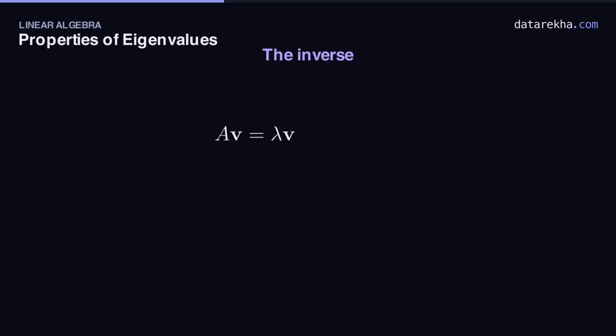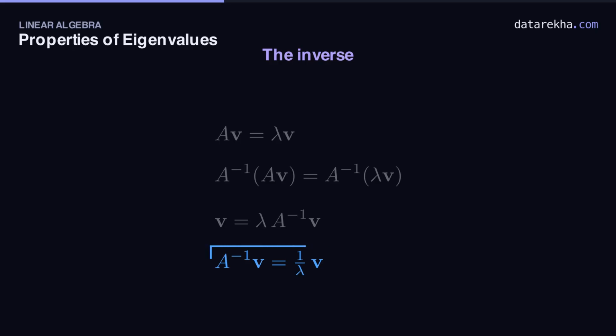Next, the inverse. Begin, as always, from AV equals lambda V. And this time assume A is invertible. Multiply both sides on the left by A inverse. On the left, A inverse undoes A and cancels it. So the left side is simply V. On the right, lambda comes out front, leaving lambda times A inverse V. Now divide by lambda. A inverse V equals 1 over lambda times V. The eigenvector is unchanged. The eigenvalue flips to its reciprocal.